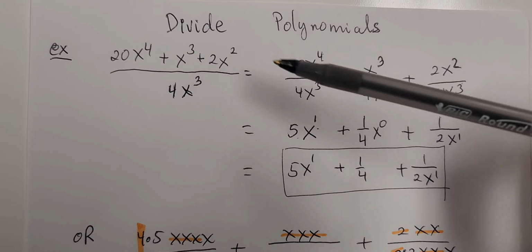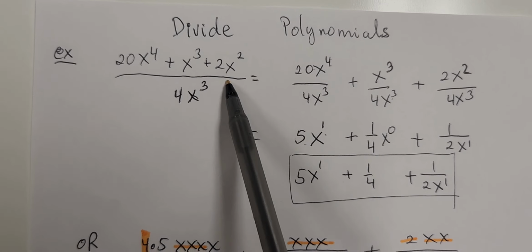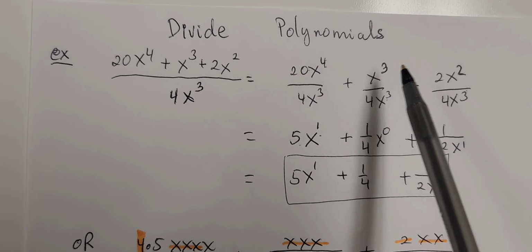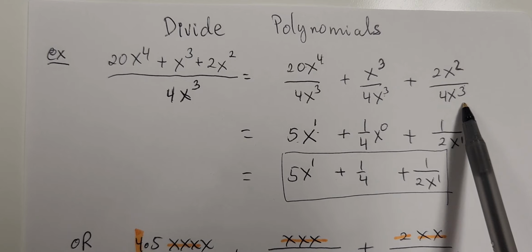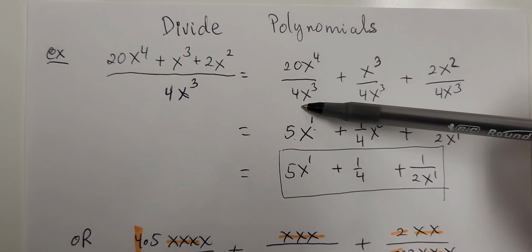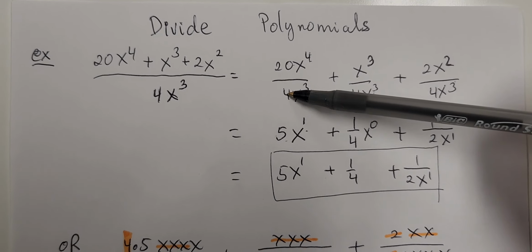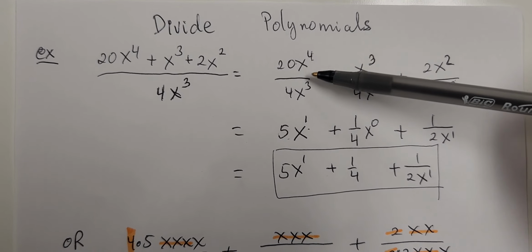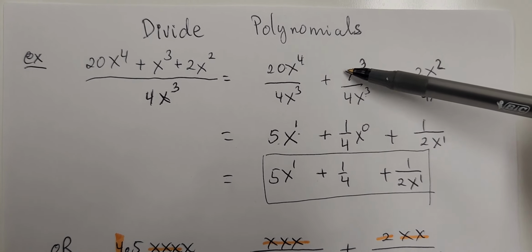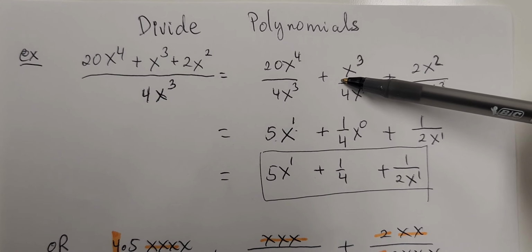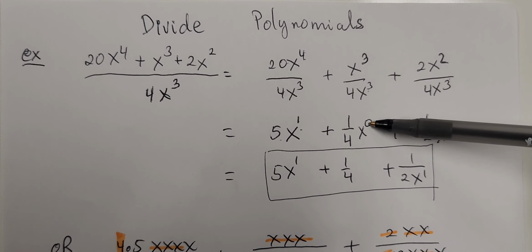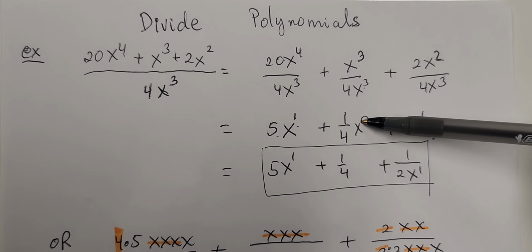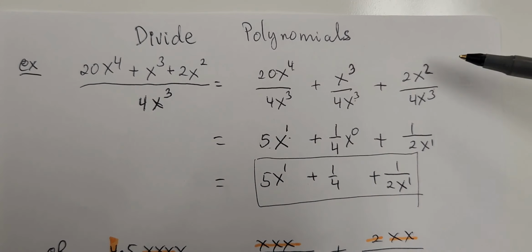One more time, there are 3 terms separated into 3 terms. Make sure each fraction has the same denominator. After that, reduce. 20 divided by 4 gives me 5. 4 subtract 3 gives me 1. There's no number here, so do not divide, just leave this 4 alone. 3 subtract 3 gives me 0. And 0 power is 1, so I just have 1/4.